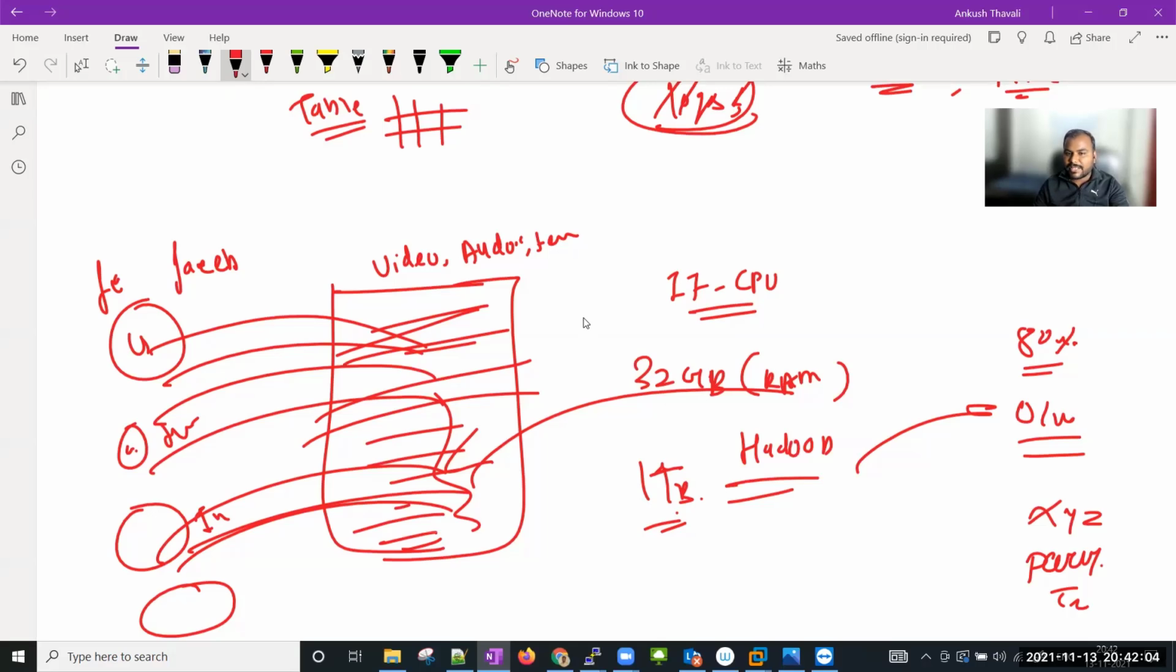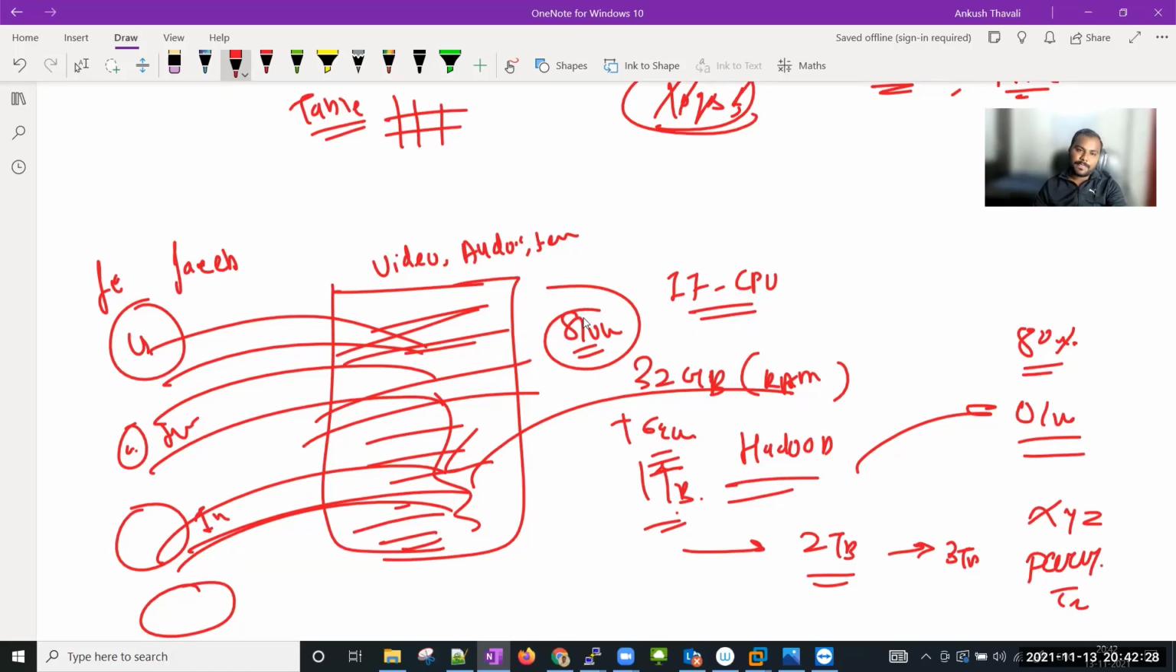Usually I will increase my 1 terabyte disk to 2 terabyte, 2 terabyte disk to 3 terabyte. 32 GB RAM, I will extend to 64 GB RAM. But there will be a certain time when, even though you are increasing your number of resources, your system will still be slow. You might have observed this. Even if you increase your resources, your system is still very, very slow.